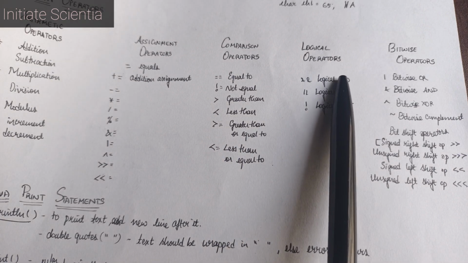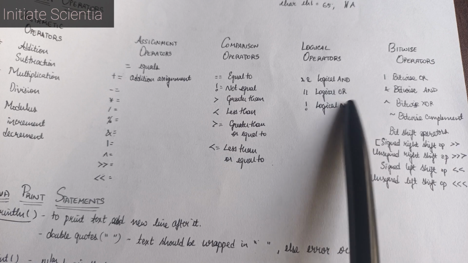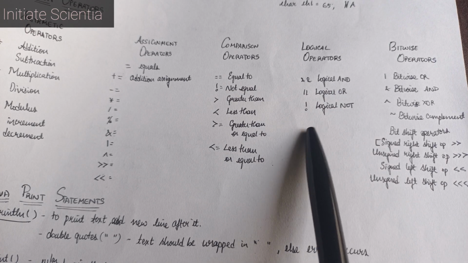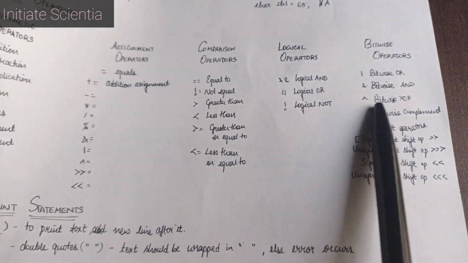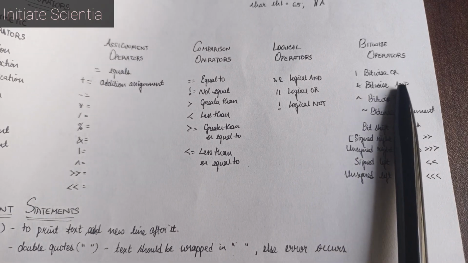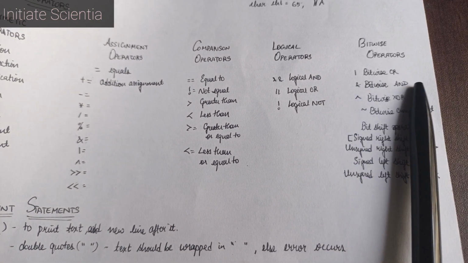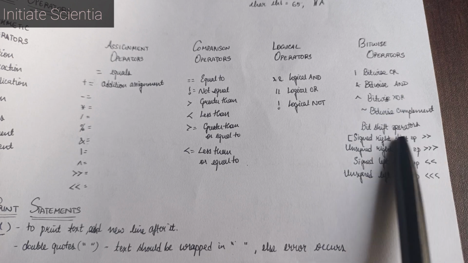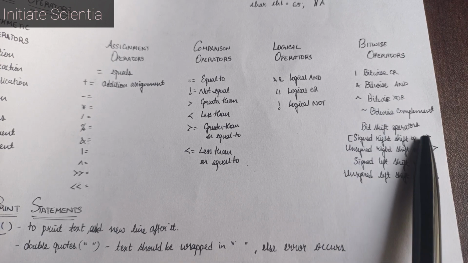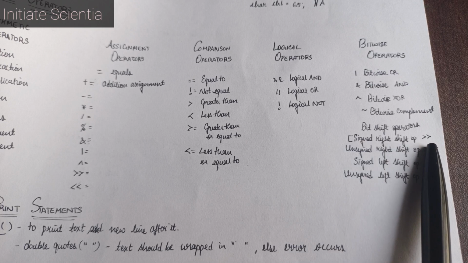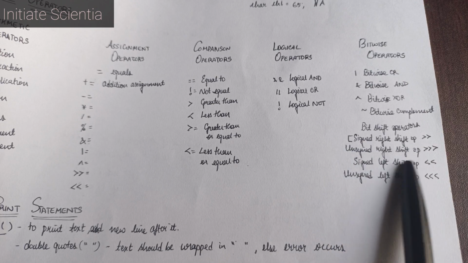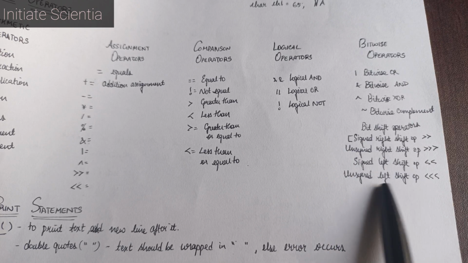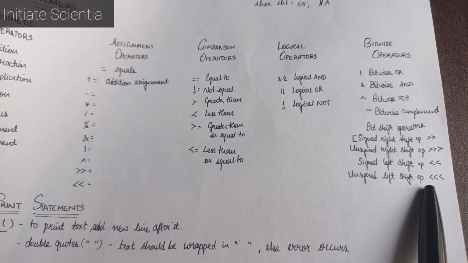Next, logical operators. We have logical and, logical or, logical not. Next are the bitwise operators. We have bitwise or, bitwise and, bitwise xor, bitwise complement, and bit shift operators such as signed right shift operator, unsigned right shift operator, signed left shift operator, unsigned left shift operator.